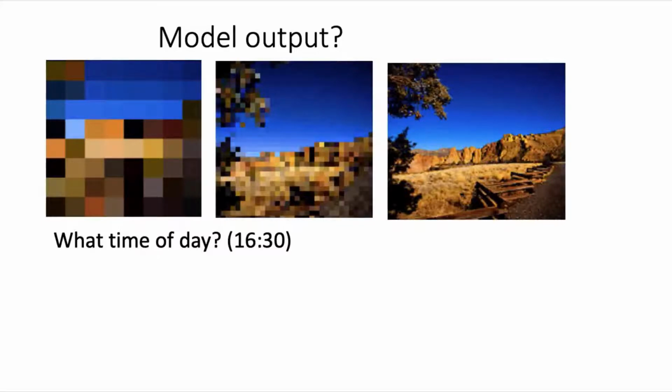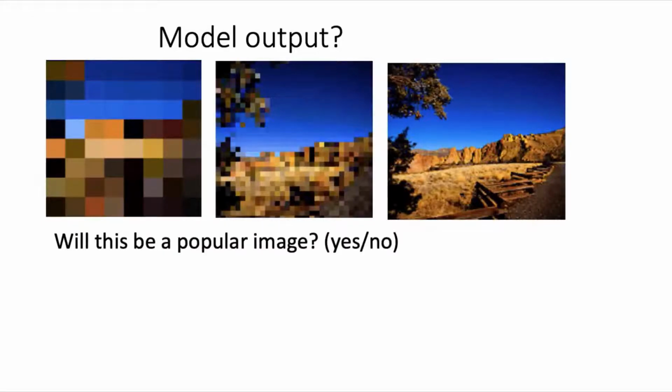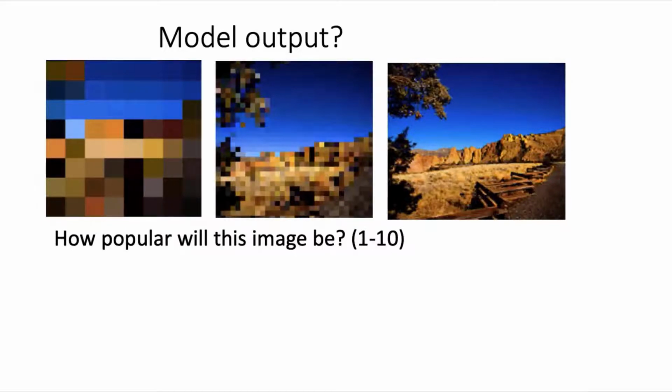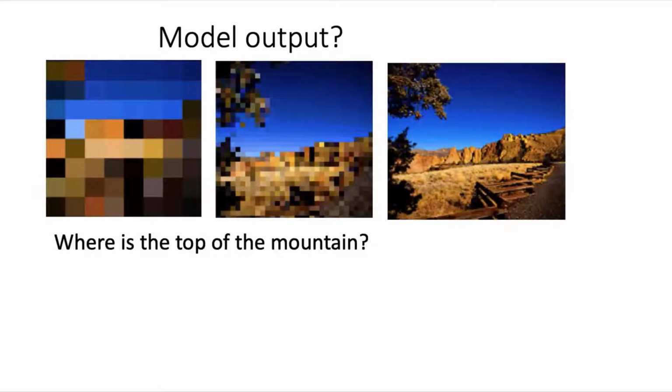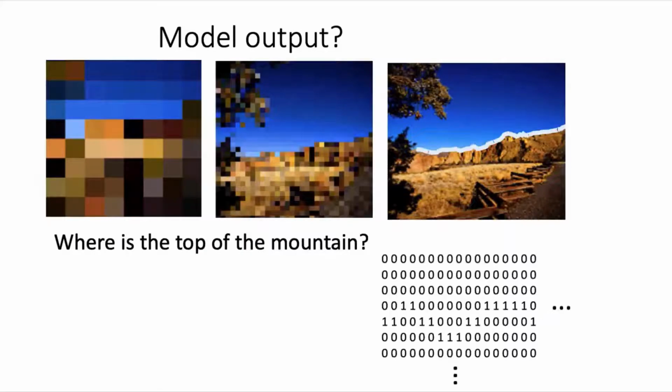We could also have a model predict whether this would be a popular picture on an Instagram and have it output a yes or a no. Or we could have a model predict a popularity rating for the image between 1 and 10. We could ask the model for specific visual concepts, such as tell us where the top of the mountain range is. And here, the model might produce a sequence of zeros and ones, where the ones would correspond to the pixels that contain the top of the mountain range.